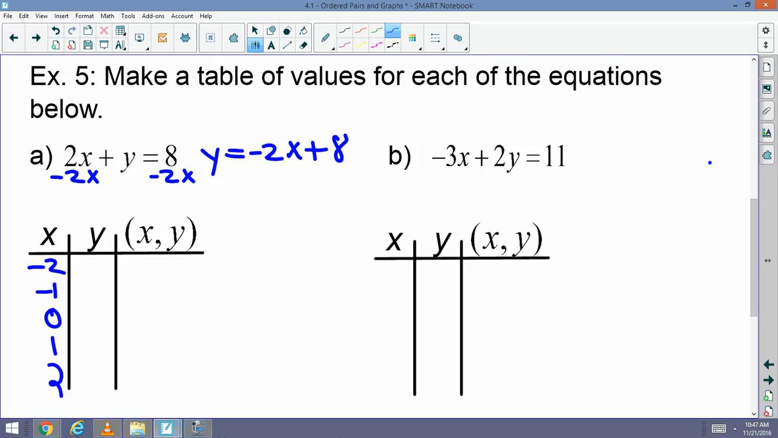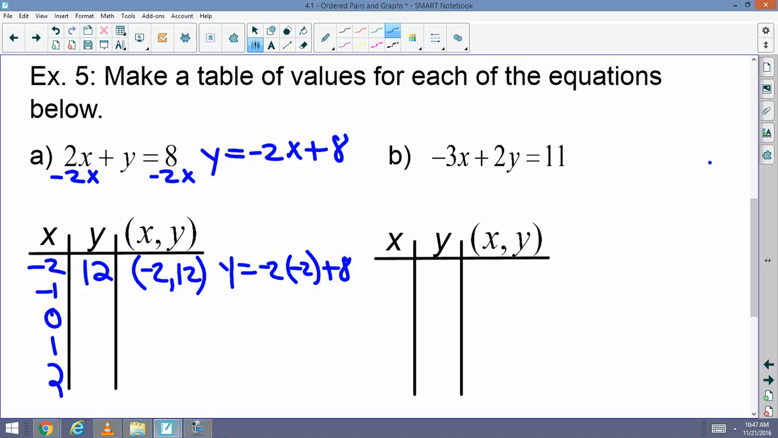When x is -2, plug that in. What's y? -2 times -2 is 4. 4 plus 8 is 12. So I've got -2, 12. Now, what did I do there? I literally just plugged the value of x into the function. And 4 plus 8 is 12.